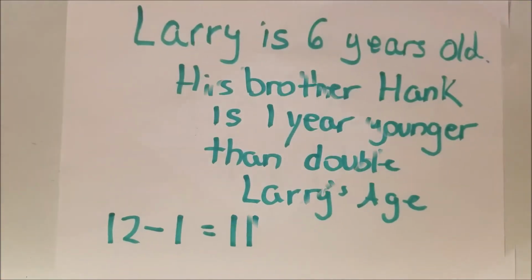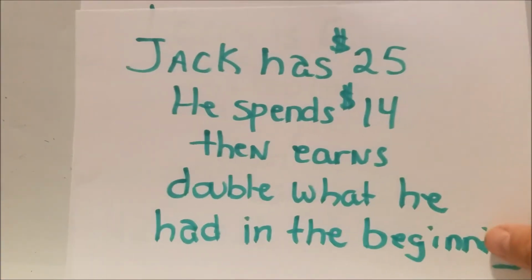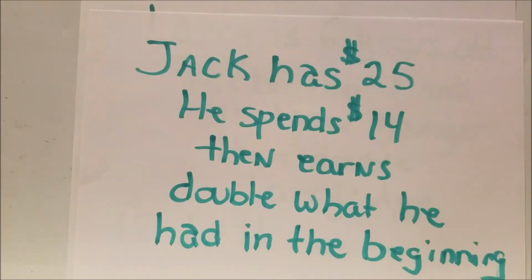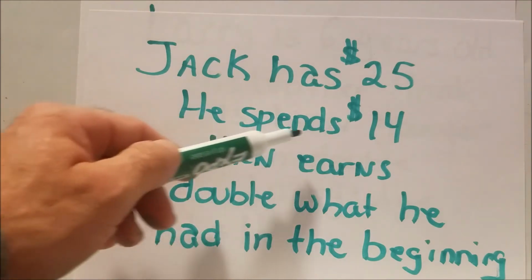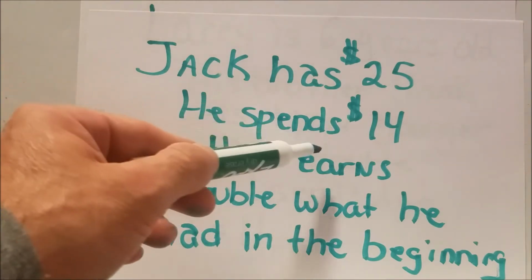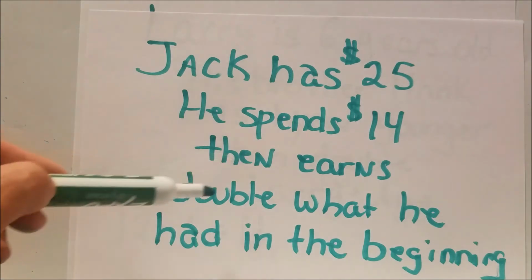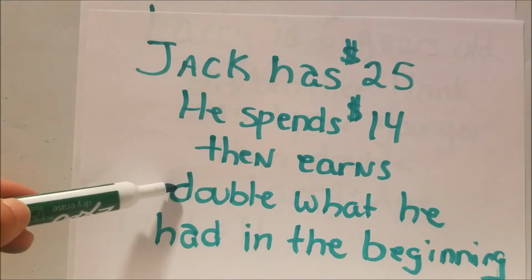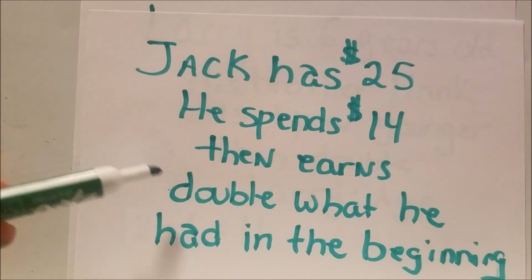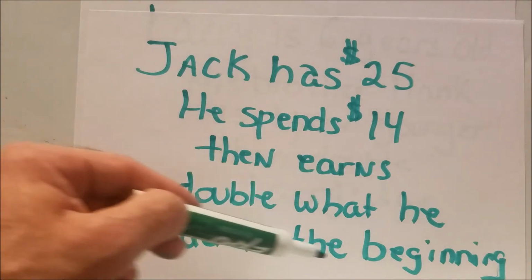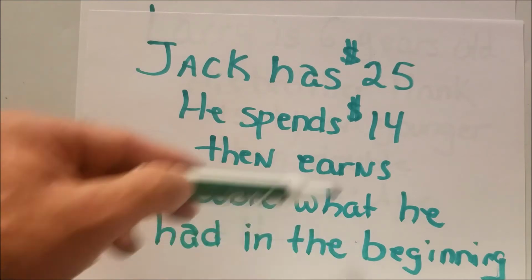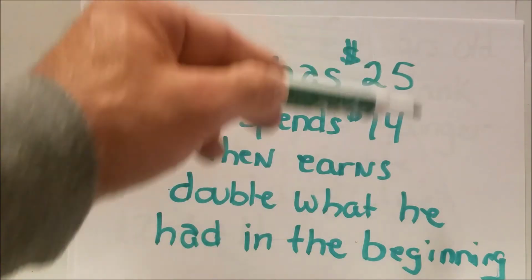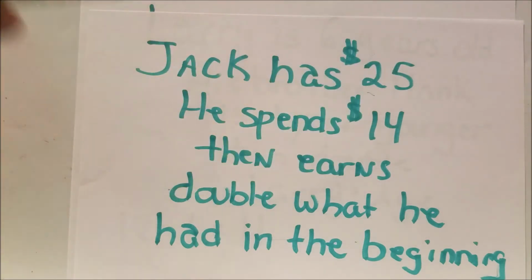Let's do another. All right. Jack has $25. Jack's big music show. He spends 14. Spends, what do you think that means? You spend, it's a minus. Spends 14. Then he earns double. You remember what double is already. What's double? Multiplication. Double what he had in the beginning. What did he have in the beginning? He had 25. So what is he left with? Evaluate that.